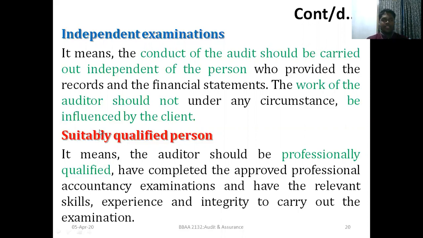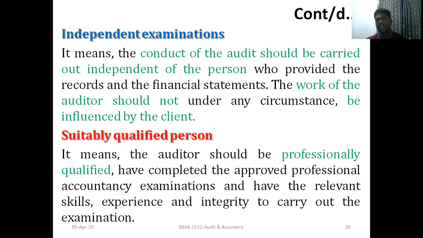Second key term: suitably qualified person. In the previous video lecture I also clearly explained that the auditor should be an expert, a qualified person. It means the auditor should be professionally qualified. What professionally qualified means, we'll discuss clearly in handout number 3, the company. What qualifications does a person need? If you want to become an auditor, what kind of qualifications should you have?